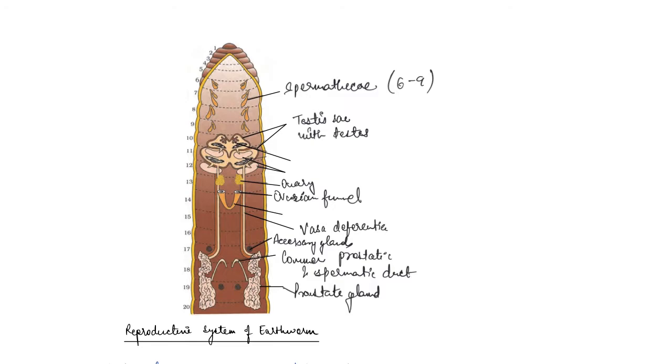right? And these join together and open on the ventral side in a single median female genital pore. The female genital pore is on the 14th segment. The male genital pore is on the 18th segment. Right? Now, this is all about the male and female structure.